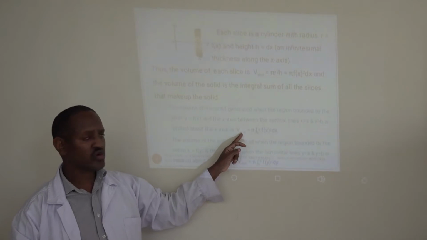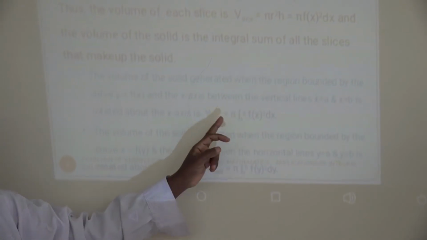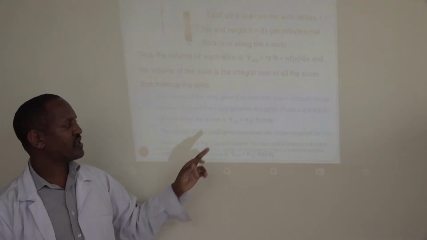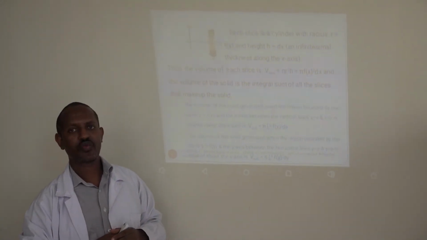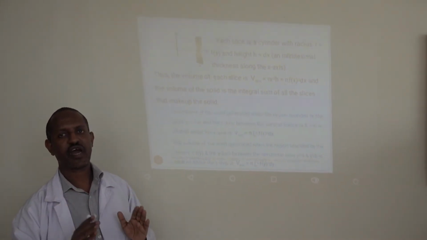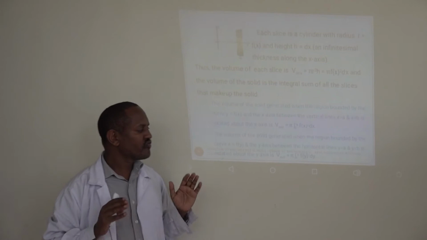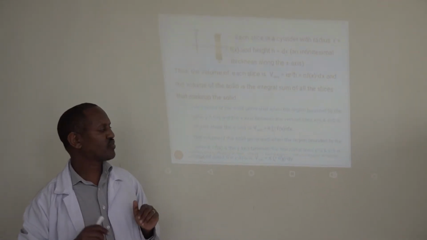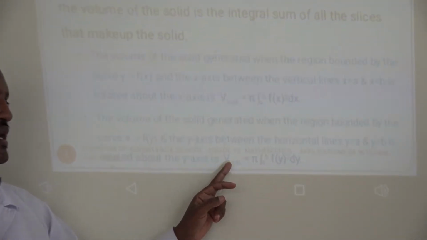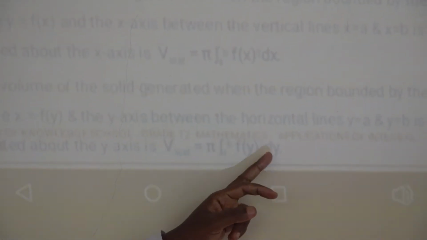Therefore, the volume of the solid of revolution is given by the integral from a to b of pi f of x squared dx. If I take pi out of the integral, we'll have pi times the integral from a to b of f of x squared dx. This is the formula that enables us to find the volume of revolution of a surface about the x-axis. When we come to volume of revolution of a surface about the y-axis, the formula will be: volume of solid of revolution about the y-axis equals pi times the integral from a to b of f of y the whole square dy.